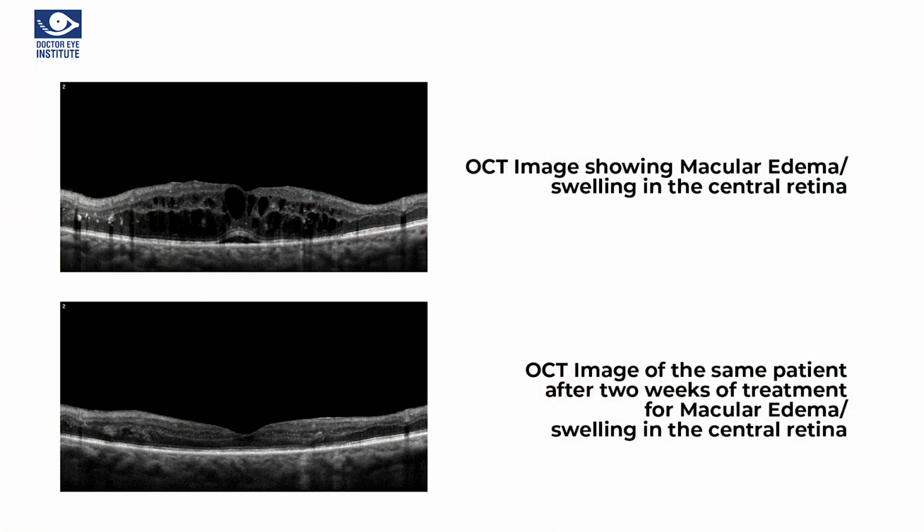In this set of images, the upper image is the OCT scan prior to treatment, whereas the lower image is the OCT scan from the same eye of the same patient taken 2 weeks after treatment for swelling in the central retina. As you can clearly see, after treatment there is a considerable decrease in the swelling of the central retina along with improvement in the patient's vision. Thus, the OCT is an indispensable tool for detection as well as monitoring treatment response in diabetic retinopathy.